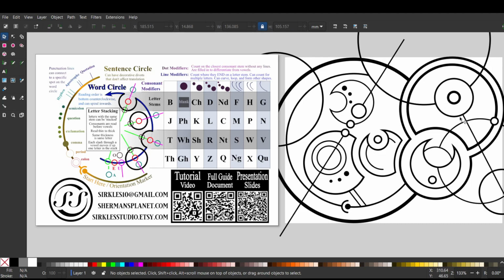1, 2, 3 lines attached to this M, like that. And then right in the middle of it, we have our vowel, which is an E. So T-I-M-E. So we have 'till the end of time' as this design.